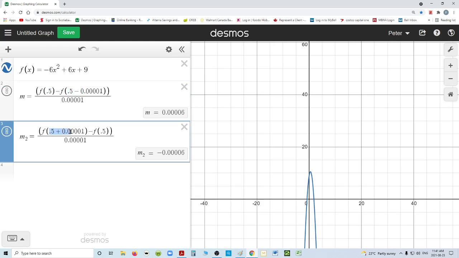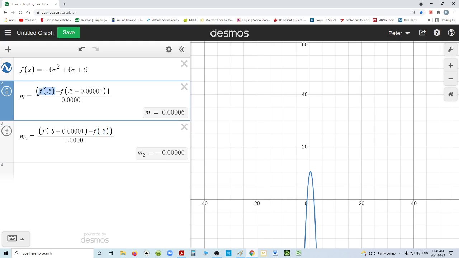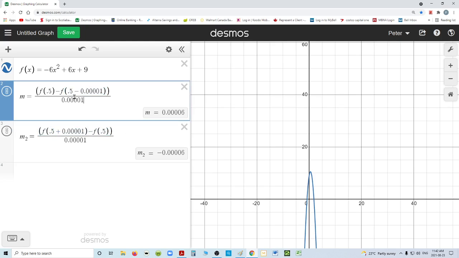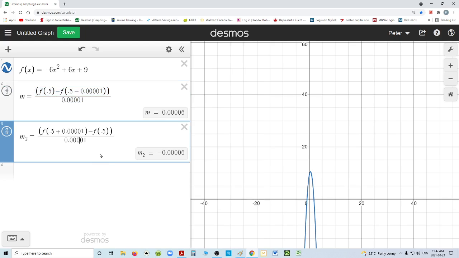In this case, I've added a little bit to 0.5, so this point is slightly to the right of 0.5, and I'm subtracting the 0.5, and that's because I always have to take the rightmost point, which in this case is 0.5, and subtract the leftmost point. And I have to take the rightmost point here, which is the one adding 0.01, and subtract the 0.5. Don't get these formulas mixed up. This was reviewed two sections ago. It's very important.